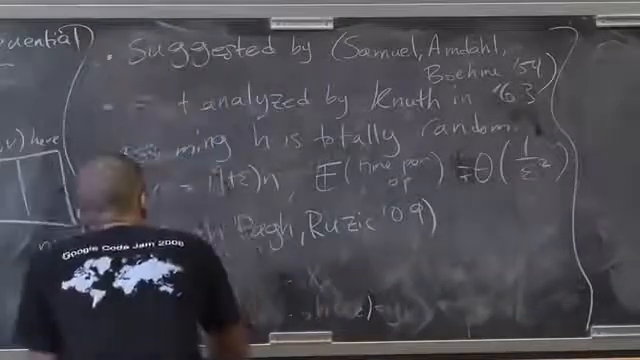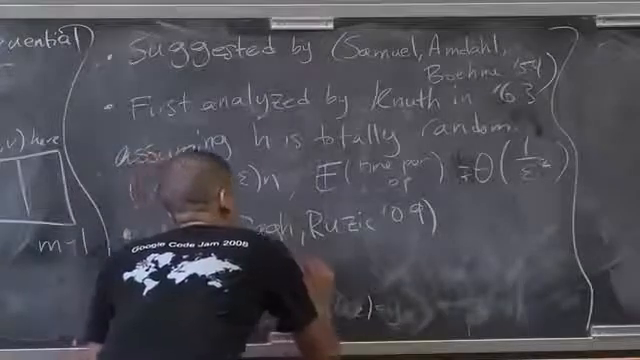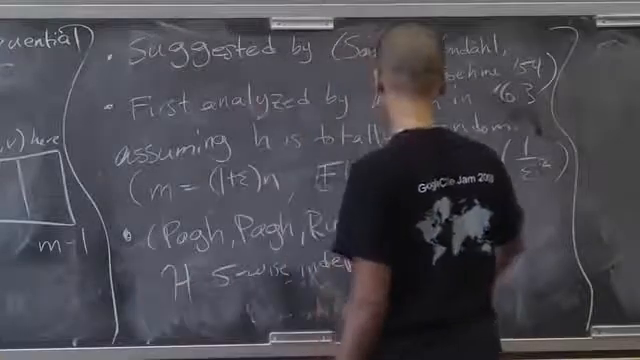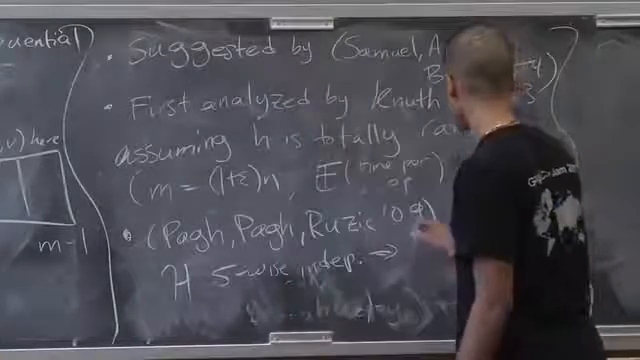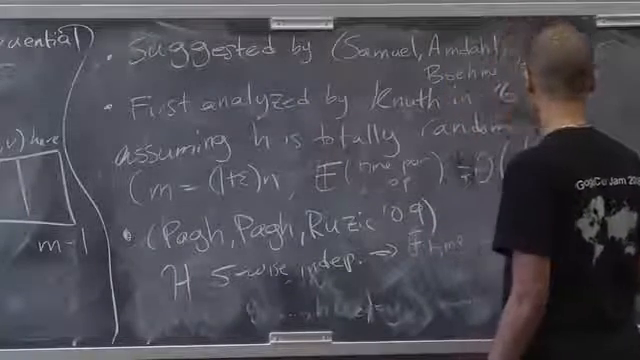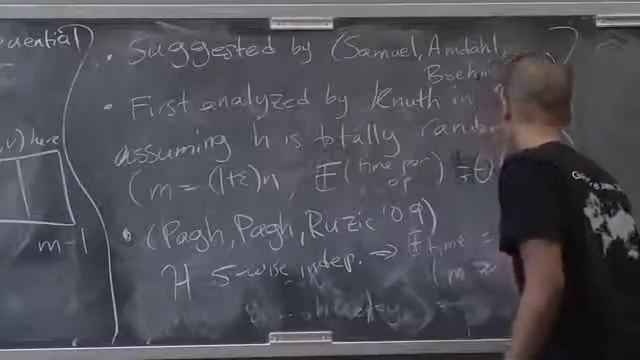Said that H being just 5-wise independent implies expected time is constant, where here m is at least some constant times n.